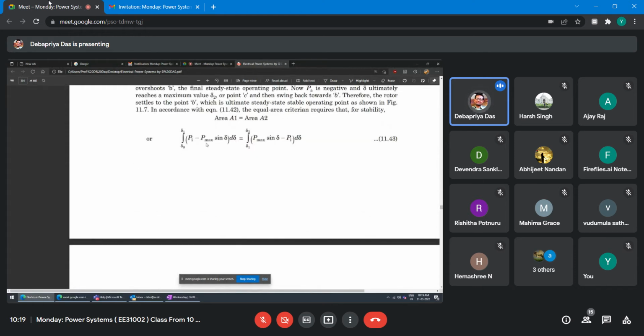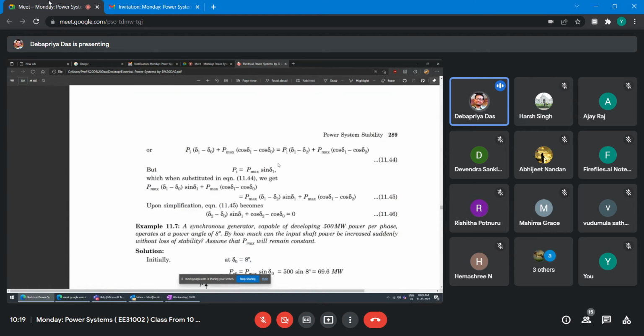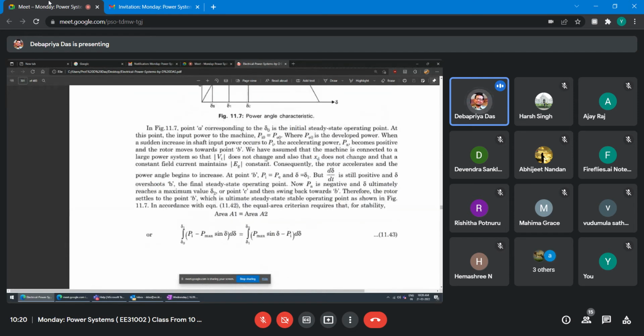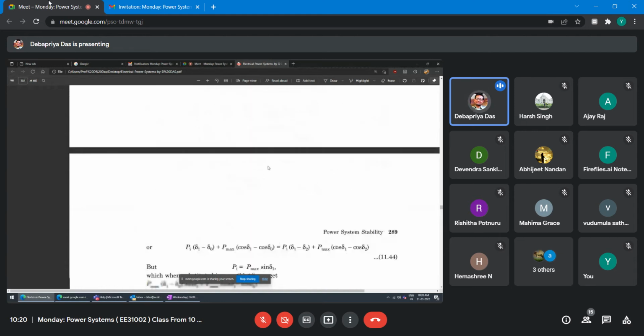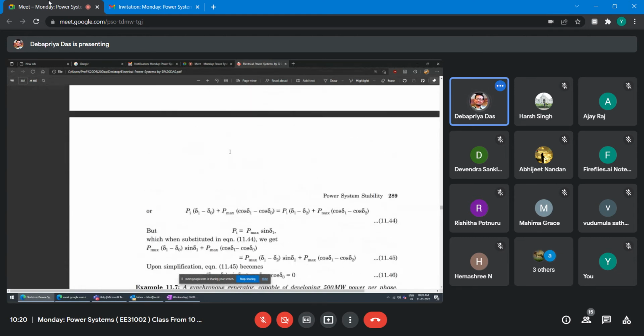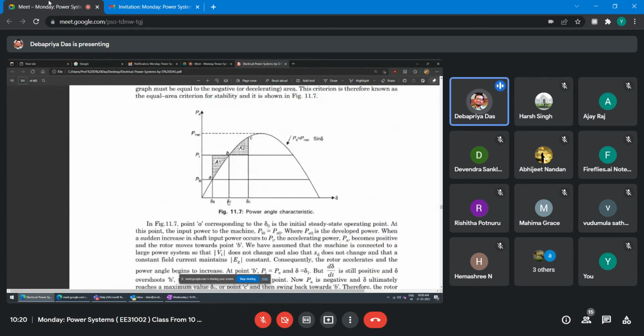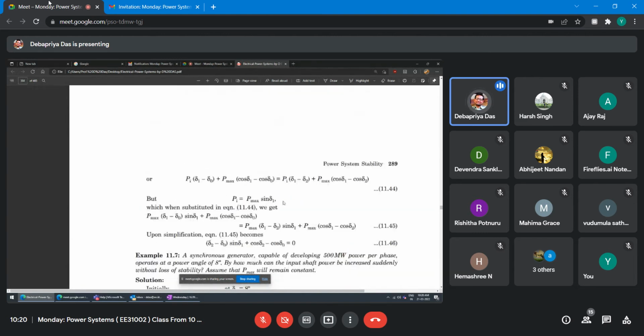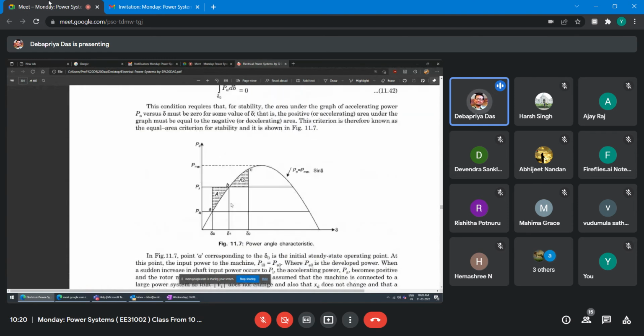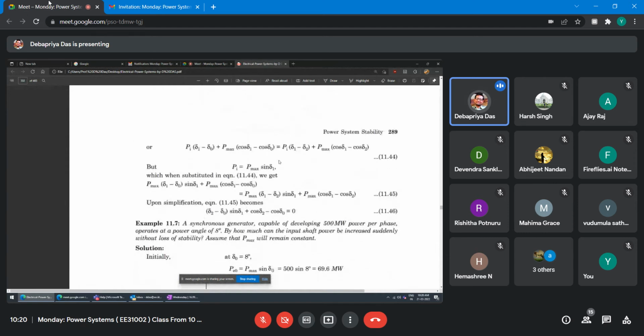Now you simply integrate. If you integrate, what will happen? Pi is equal to P max sine delta 1, when delta is equal to delta 1, in this equation. At that time Pi will match. So Pi is equal to P max sine delta 1. That's why you are writing here Pi is equal to P max sine delta 1, because when delta is equal to delta 1, this Pi is equal to P max sine delta 1, right? So there you put all these things.